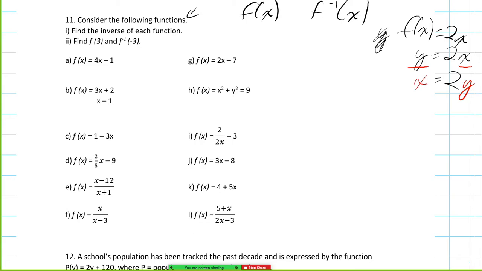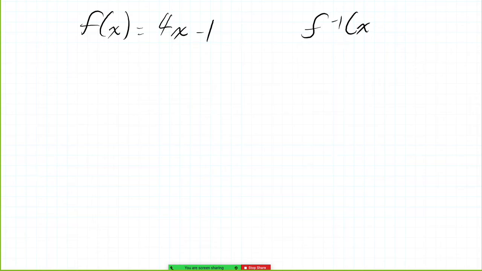So if we take a look at this question, the very first step is to find the inverse of each function, and then to substitute 3 into the original function, and then -3 into the inverse function. So what we'll do is go through a couple of these. We'll start with a here, which is f of x is equal to 4x minus 1. So we'll write it out here: f of x is equal to 4x minus 1. So one of the questions is find the inverse of that.